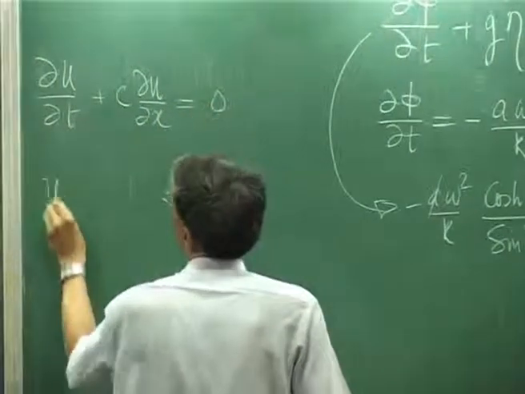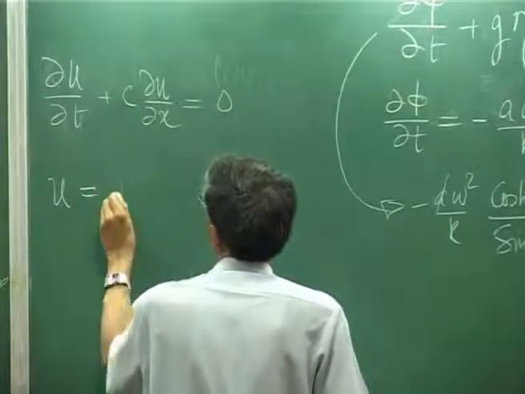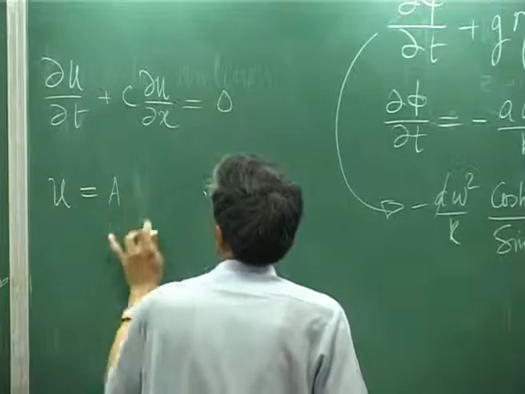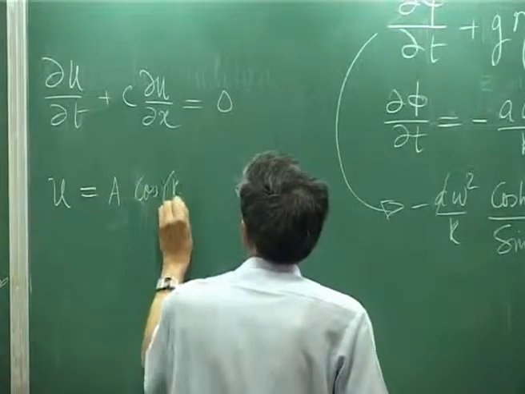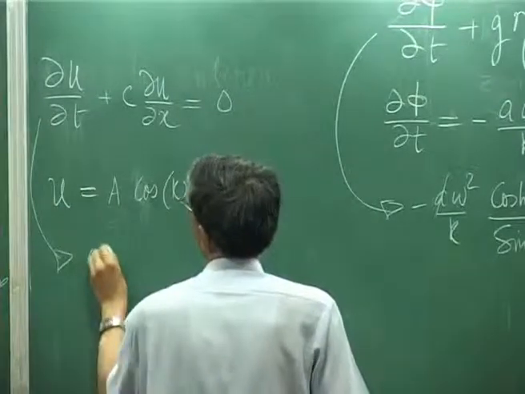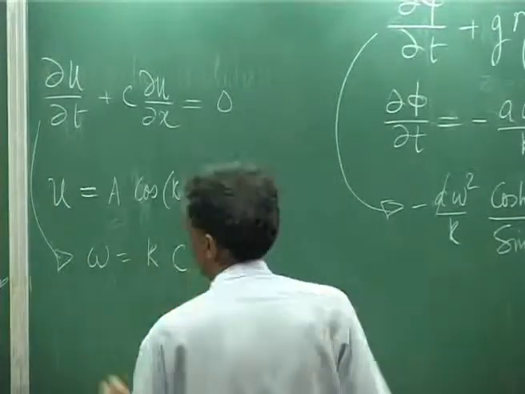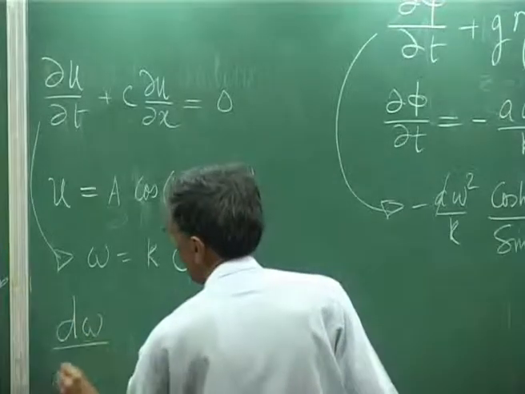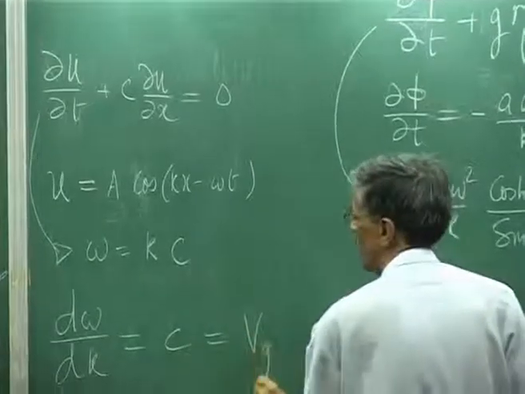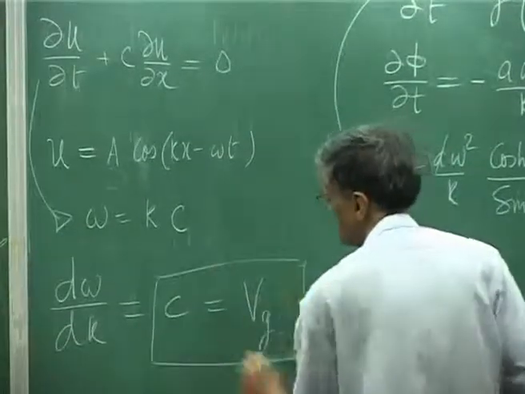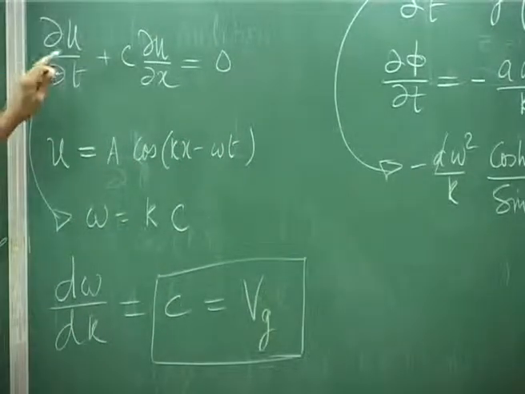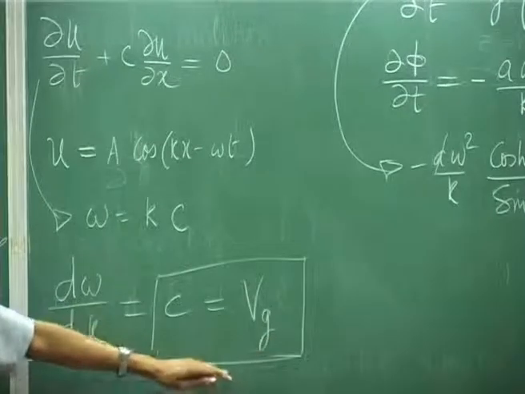If we would have looked at a solution with some amplitude, plug in cos(kx minus omega t). This also will give you omega equal to kc, and if you calculate d omega dk, you will find that it is equal to c. So, that is your group velocity. This is an example where you can see that Vg does not depend on k.